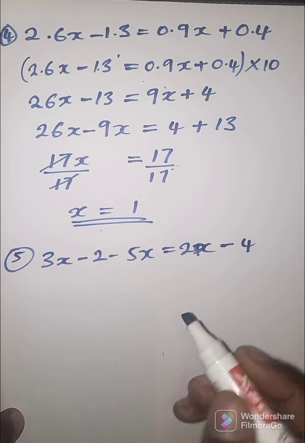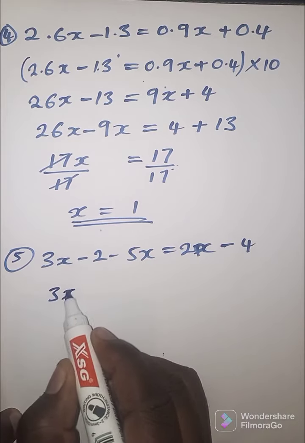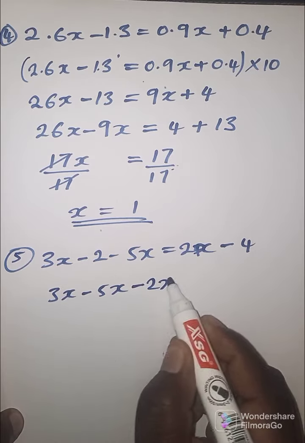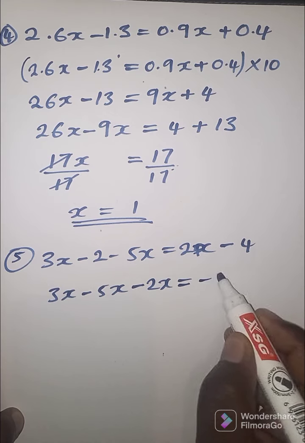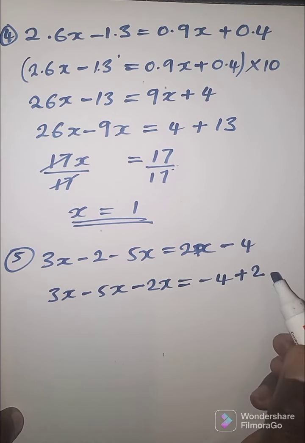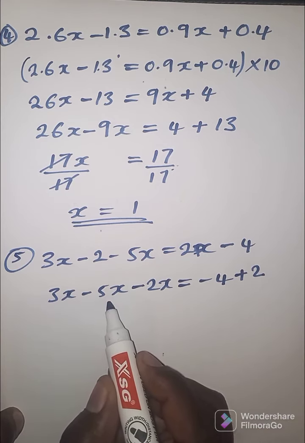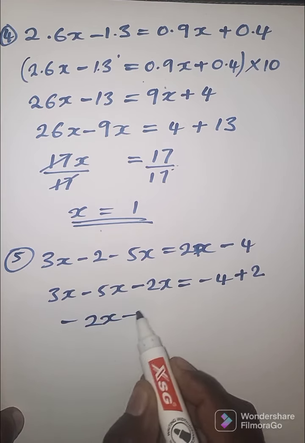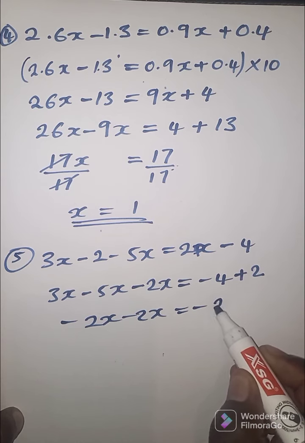So we are going to group our like terms just like we did in the other videos. So we have 3x minus 5x minus 2x. You see the 2x is positive, it comes there, it becomes negative, is equal to negative 4 plus 2 there. Once we group the like terms, what is 3x minus 5x? That is negative 2x. So we have negative 2x minus 2x is equal to negative 4 plus 2, that is negative 2.